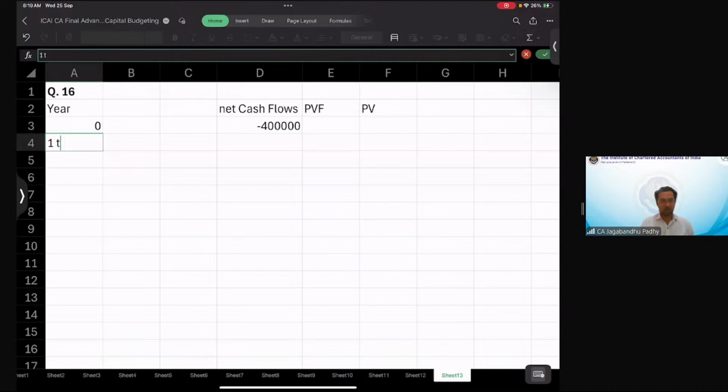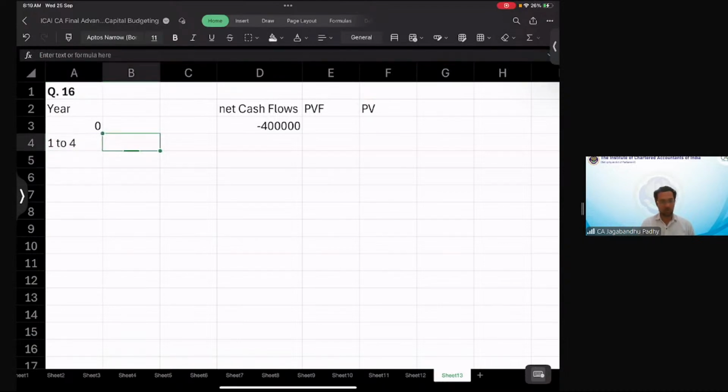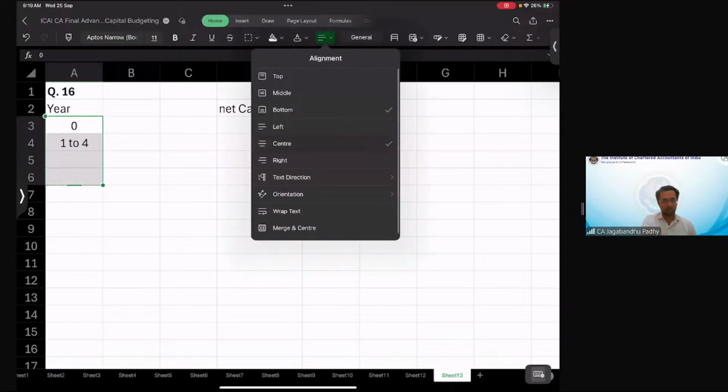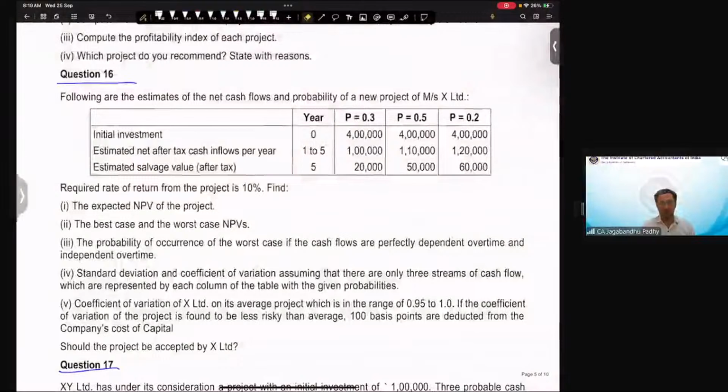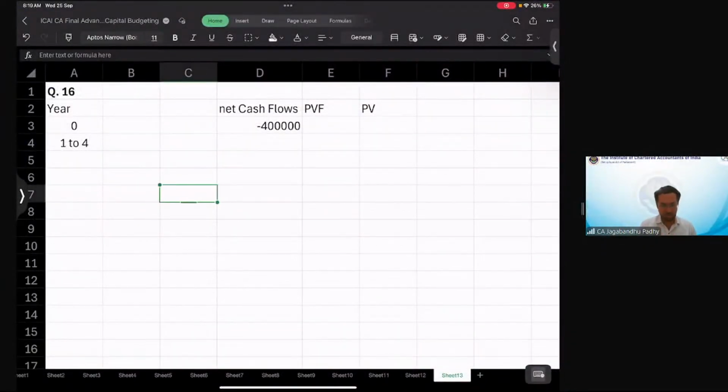Then from year 1 to 4, we are going to have cash flows which are expected, which are having a probability distribution. So probability distribution is like 1 lakh is having a probability of 0.3, 1 lakh 10 is having a probability of 0.5, and 1 lakh 20 is having a probability of 0.2. So I need to take that into consideration.